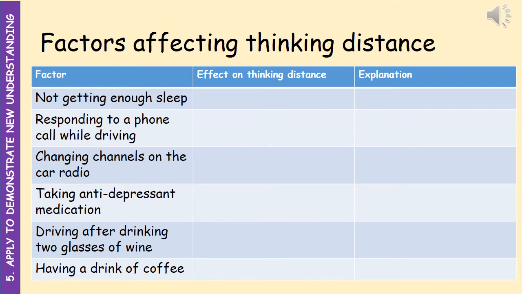Now, in completing this table here, where you're looking at different factors, the effect on the thinking distance and an explanation, you may use some ideas from your biology GCSE, particularly in terms of the transfer of impulses along neurons and the transfer across the gaps between neurons, which are called synapses. So do use those ideas you've got from another subject in your physics if you're explaining something to do with reaction time.